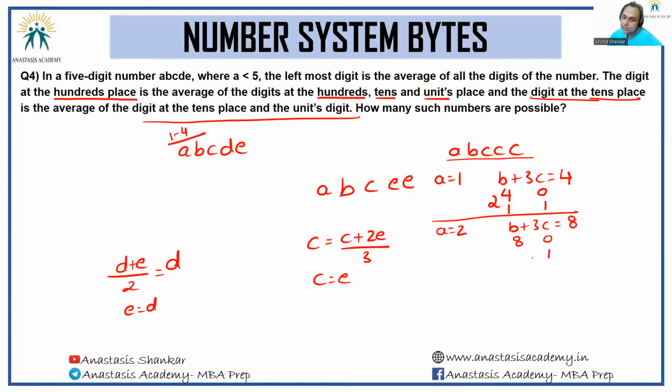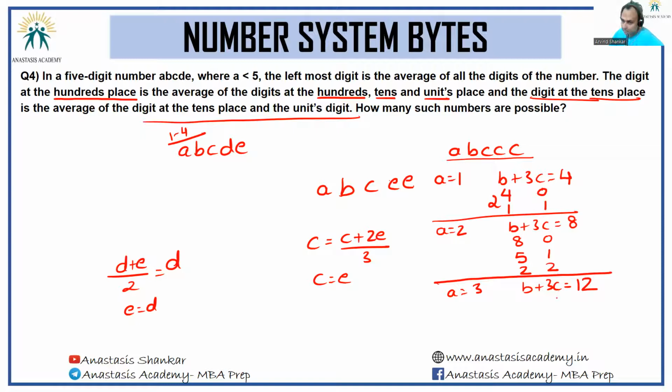C is 1, B is 5, C is 2, B is 2, and this is it. We cannot have any more cases. When A is equal to 3, B plus 3C should be equal to 12.